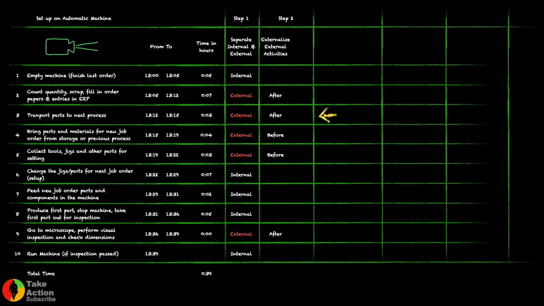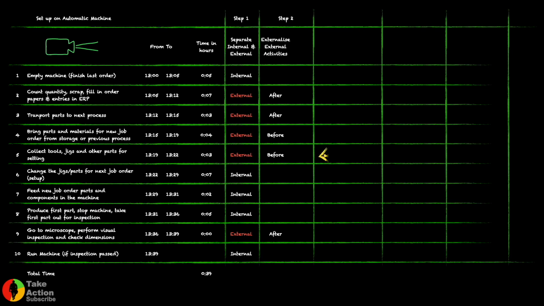Activity number 4 is bringing the parts and the material for the new job order. Actually, this can very easily be done before the machine was stopped, before the machine has finished the running job order. So the operator could have easily prepared everything, and when the machine is stopped and has finished the running job order, he or she could have started with the setup, and not then gone to the previous process or to the storage to bring the parts.